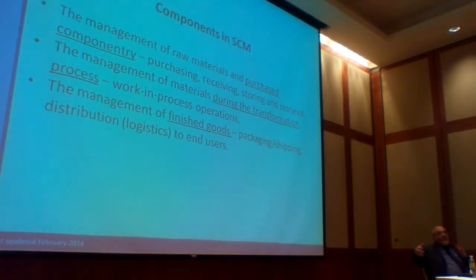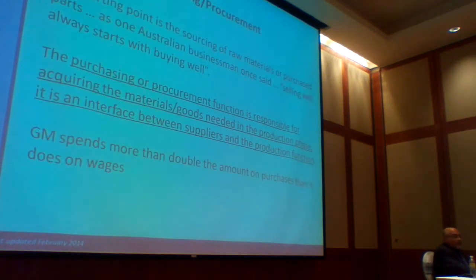After the finished goods are out of the production line, you will have packaging and storing and maybe delivering and all these things. So, as you see, management of raw material and purchased componentry includes purchasing, receiving, storing, retrieval. Second is management of materials during the transformation process, like work in process operations. And third is the management of finished goods: packaging, shipping, distribution, logistics to the end user.